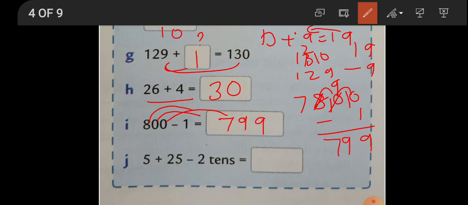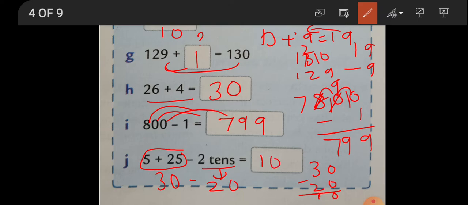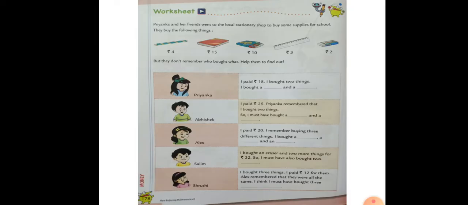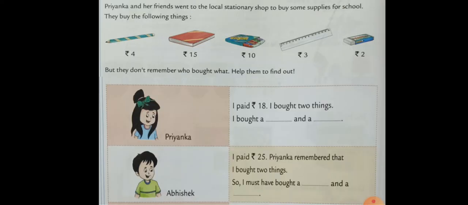Now see this, 5 plus 25 minus 2 tens. First we will solve 5 plus 25. 25 in mind, 5 fingers up, forward counting after 25: 26, 27, 28, 29, 30. This is 30. Okay, 2 tens are 20. So we have to do 30 minus 20. Okay, 0 minus 0, 0, 3 minus 2 will give you 1, it will give you 10. Okay, beta? Now, we will be doing page number 178.